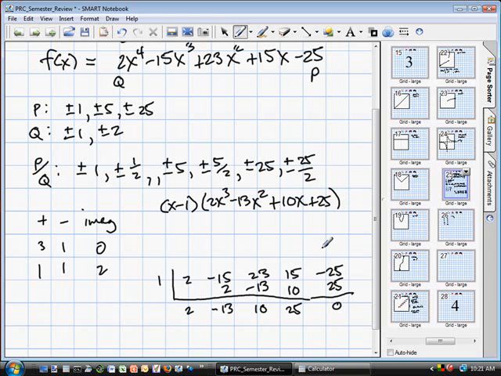Okay. Well, we've got to start. Yes? This could be a silly question, but I'm kind of confused on where the second row of positive, negative, and imaginary numbers is coming from. The 1, 1, and 2. You mean in the Descartes rule of signs chart? Yeah, I understand how you got the 3 and the 1 and 0, but I'm confused about the 1, 1, 2. Okay.